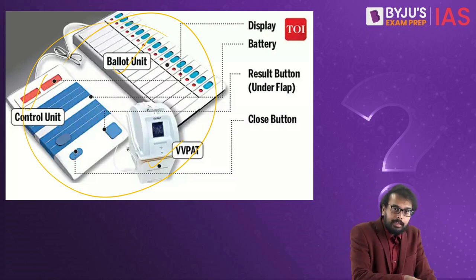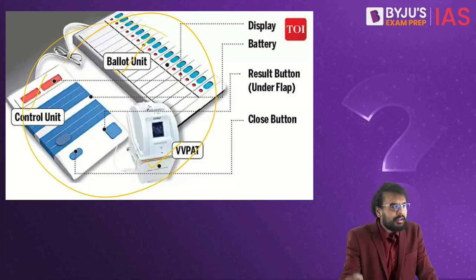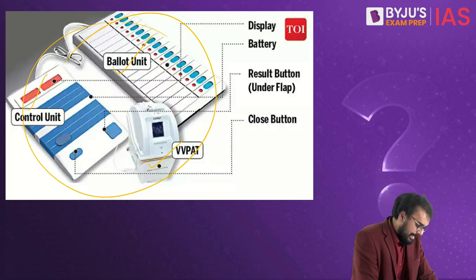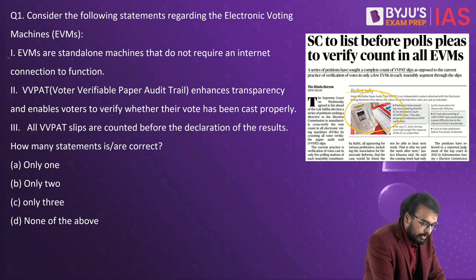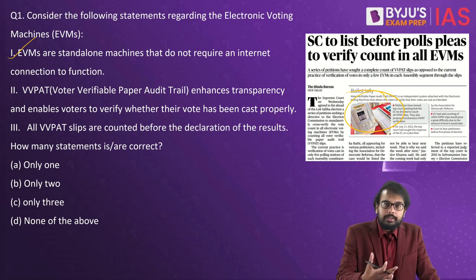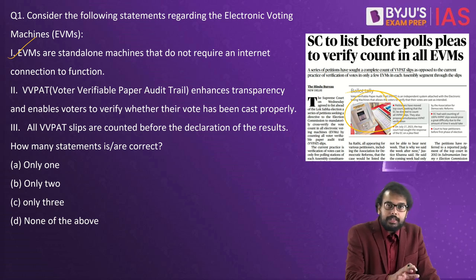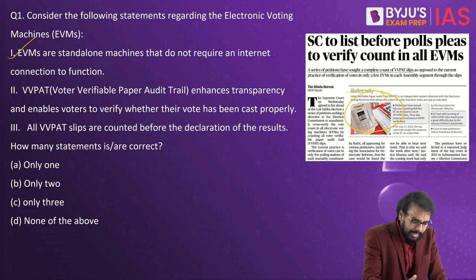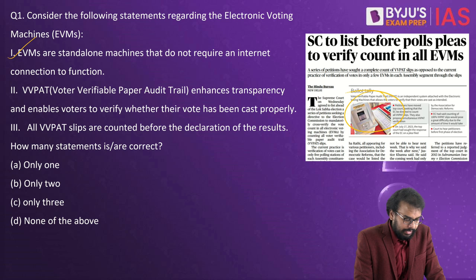Is this EVM a stand-alone unit or is it connected to the internet? What do you think? EVM is a stand-alone unit. So it cannot be tampered with as such. The hacking of EVM is unlikely because it's a stand-alone system, not connected to the internet. So EVMs are stand-alone machines that do not require internet connection to function. So statement 1 is right.